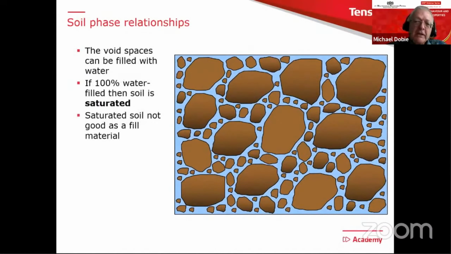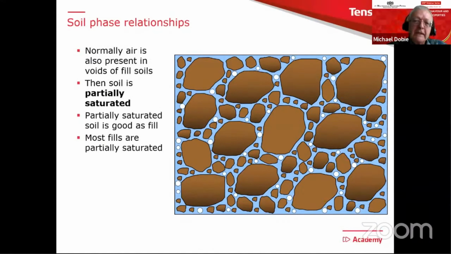Of course, those voids might be full of water. And if they're completely full, we call them saturated soils. Now, when it comes to thinking about our fills and our engineering use of soils, a saturated soil would not be very good as a fill material. It would be very difficult to handle and place. So no, we don't want our fills to be saturated. Much more likely, especially in a fill, is that we have little air bubbles or quite a lot of air in it, which are the little white bubbles now.